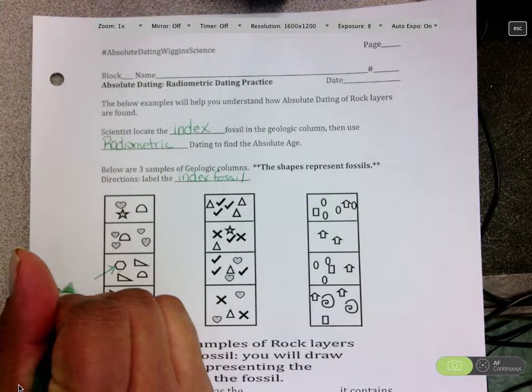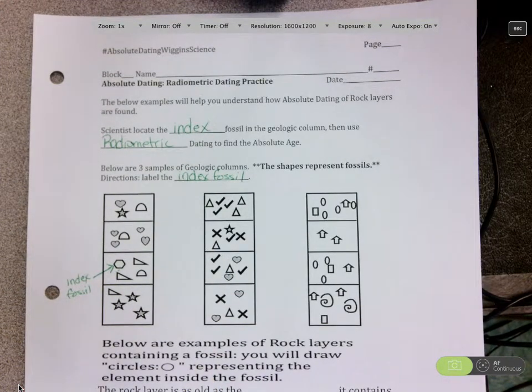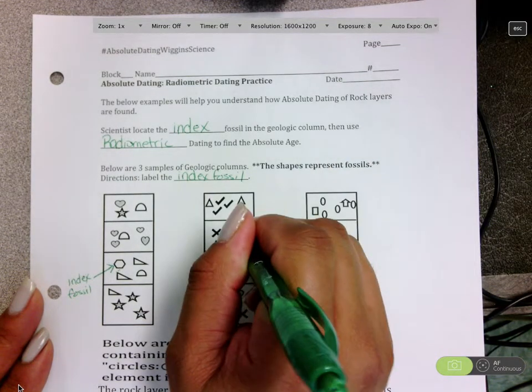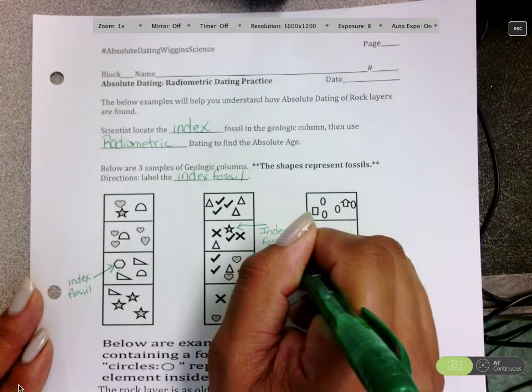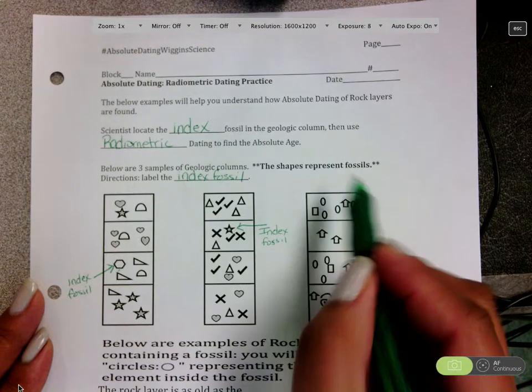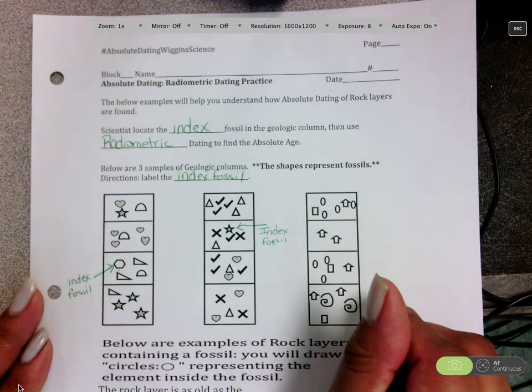So here we have an index fossil. Look at the next two and label your index fossil. All right, Aaron. The star? Why? It's only found in that one layer. Very good. Question, Kwan? Okay, 1 second. All right, Kwan, index fossil in this geologic column? The little circle thing. Cinnamon rolls? Yeah, cinnamon rolls.